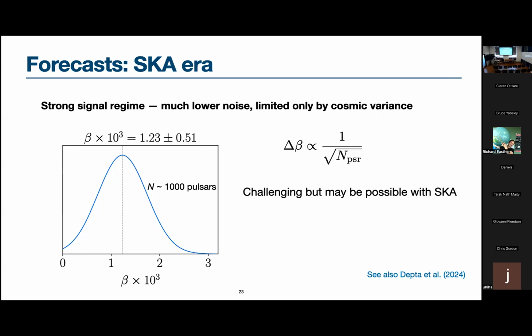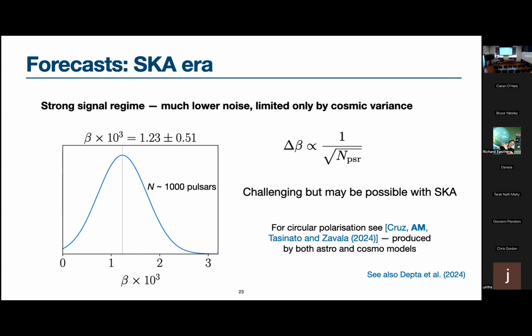I should also mention that the error on this dipole magnitude scales as the inverse square root of the number of pulsars. So this is very standard. Forecasts for SKA suggest that 1,000 pulsars is not entirely unrealistic. So I would say that this scenario is challenging, but definitely possible with something like SKA.